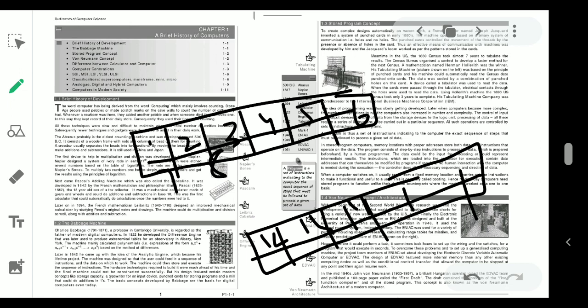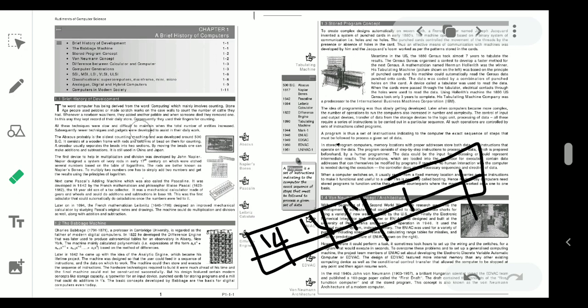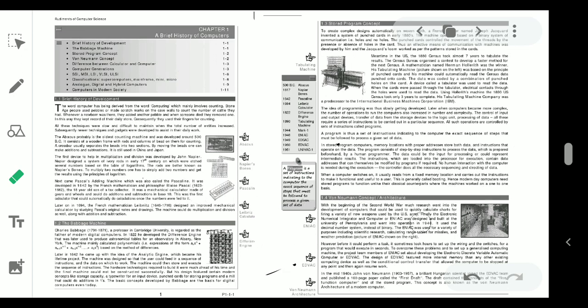To multiply two numbers, one simply has to add the two given numbers and get the result using the principle of logarithms. If I erase that, you are able to see the diagram. This is the one. Please comment if you want to know how the abacus and the Napier bones work, and in the next video I will explain.